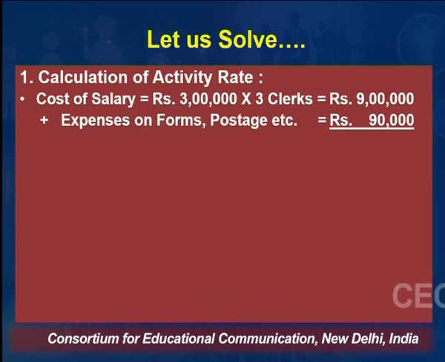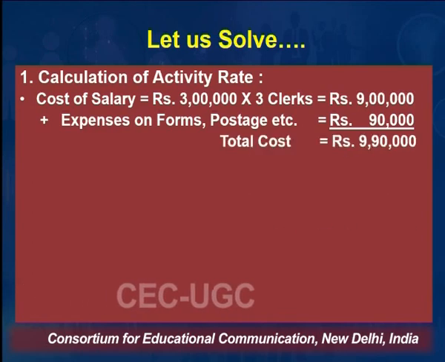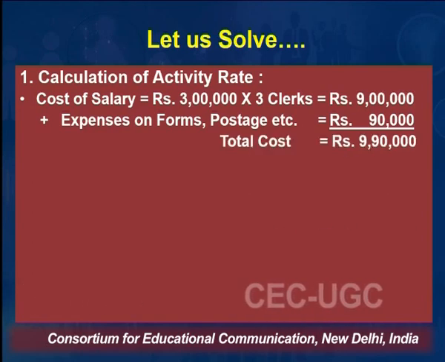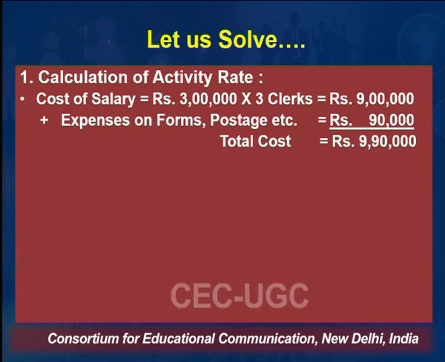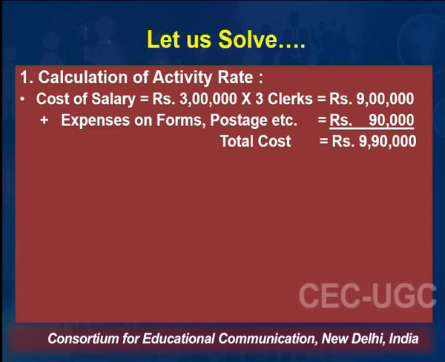In addition to that, there was another piece of information in the question that apart from salary, you will be spending a certain amount on account of forms, postage, etc., and that is rupees 90,000. So if you ask me, sir, what is the total cost? Very simple, 9 lakh plus 90,000. My total cost comes to be 9 lakh 90,000. I hope it is clear. So 9 lakh is my salary and 90,000 is my expenses on forms and postage. Very simple. So total cost we have computed, right?